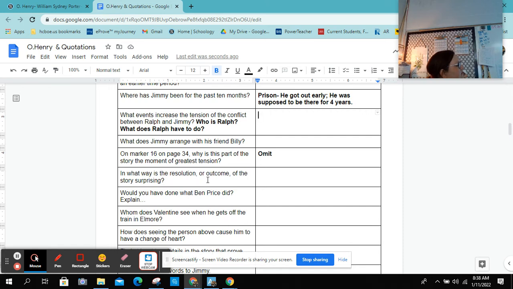All right. In what way is the resolution or outcome of the short story surprising? Okay. We talked about this when we read the story. I stopped and paused it when we were reading the story. Ben Price, Jimmy stopped and talked to Ben Price. And Jimmy thought that Ben Price was going to call him out at the end of the story. But Ben Price did not call Jimmy out. Instead, Ben Price addressed him as Ralph. Okay, and that is because Ben Price realized that Jimmy had changed his ways and he was no longer a burglar. Okay?